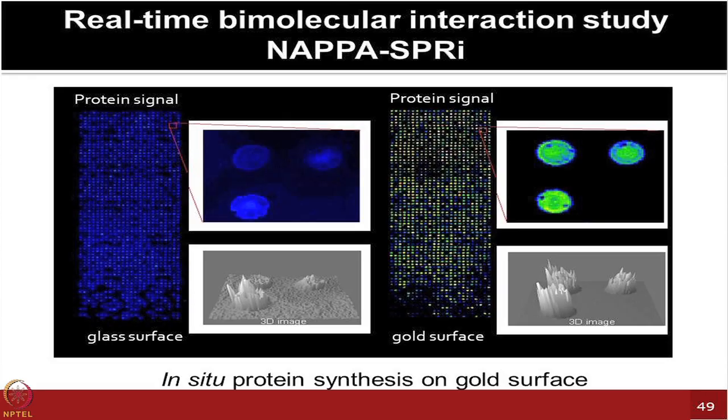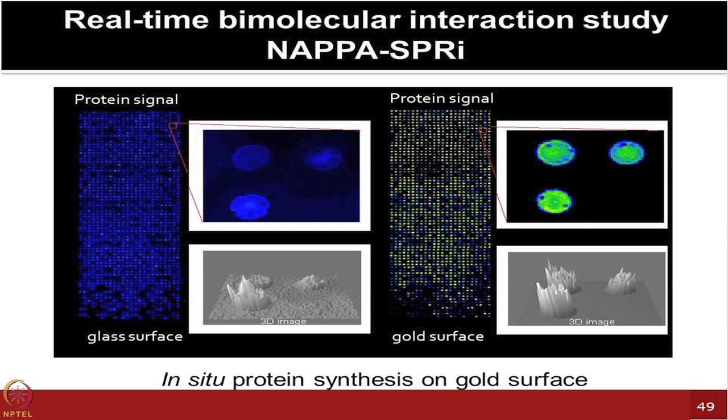The initial experiments were done by Manuel Fuentes, and then I joined the lab. These are quite old NAPPA chips, from 2006, 2008, that kind of timing. The glass slides show these kinds of signals, which I'm sure by now you would have seen have improved tremendously. The same features printed on the gold slide show much better, much more intense signals. So first of all, the objective was to see whether the NAPPA concept can work on gold or not, because so far it was all done on glass slides.